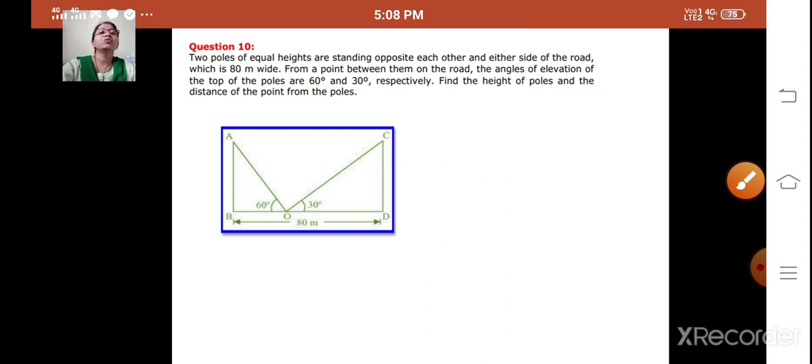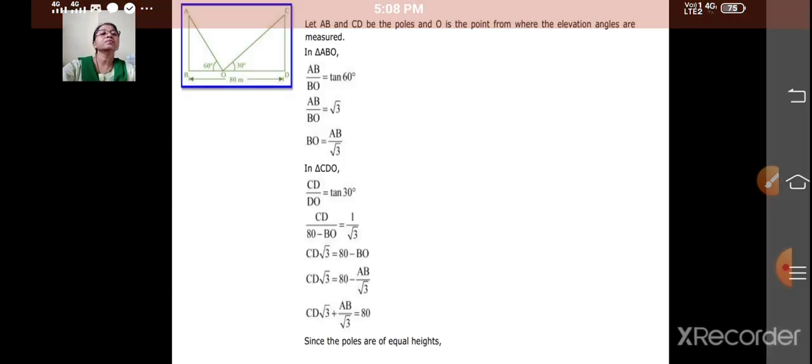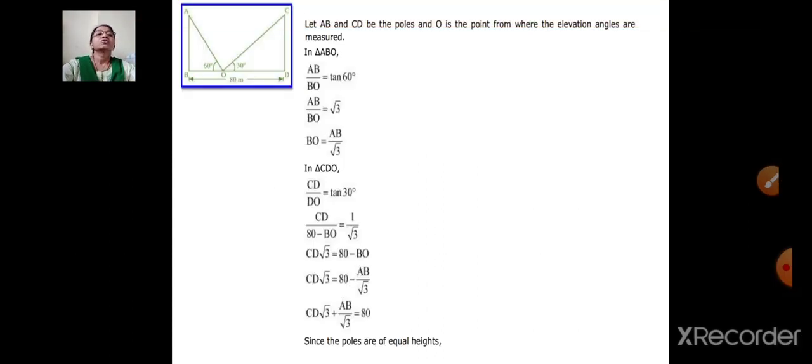Now let us see how to solve. So what we have to find here? We have to find the height of the poles. Any one length you find out as both are of equal length, and the distance BO and OD. Right? So let AB and CD be the poles and O is the point from where the elevation angles are measured.